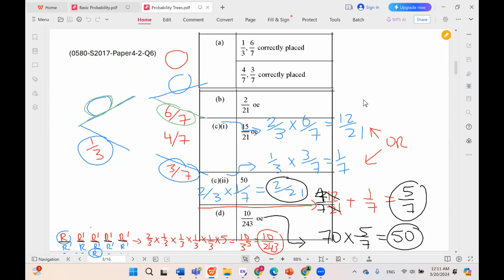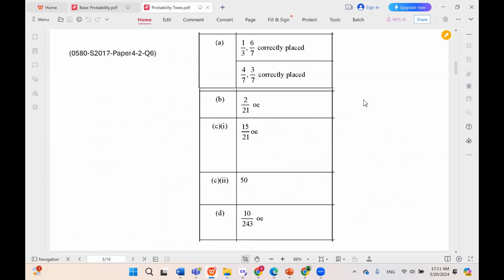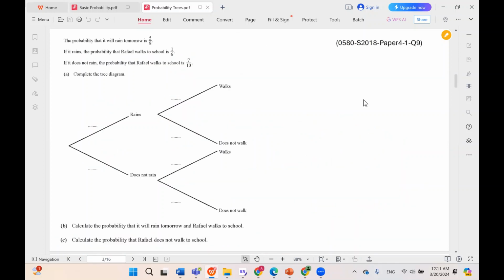So 1 over 3, 6 over 7, 4 over 7, and 3 over 7. And then we have 2 over 21 as the correct final answer here for B. And then we have 15 over 21, which is the same as 5 over 7, of course, and then 50, and then 10 over 243. So the answers seem to be correct.